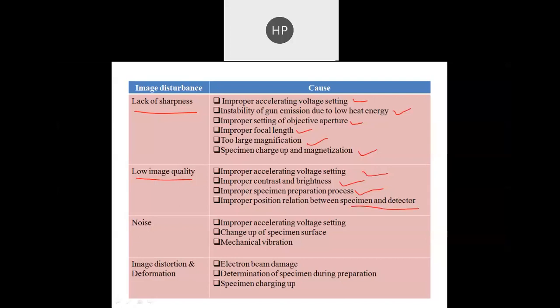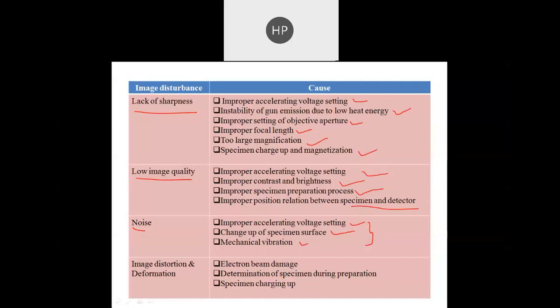Then noise. So improper accelerating voltage setting, then charge up of specimen surface and mechanical vibration. Okay, and all these are reasons to generate noise in the image, and we have a certain blur or improper image. Okay, so we have to reduce all this.